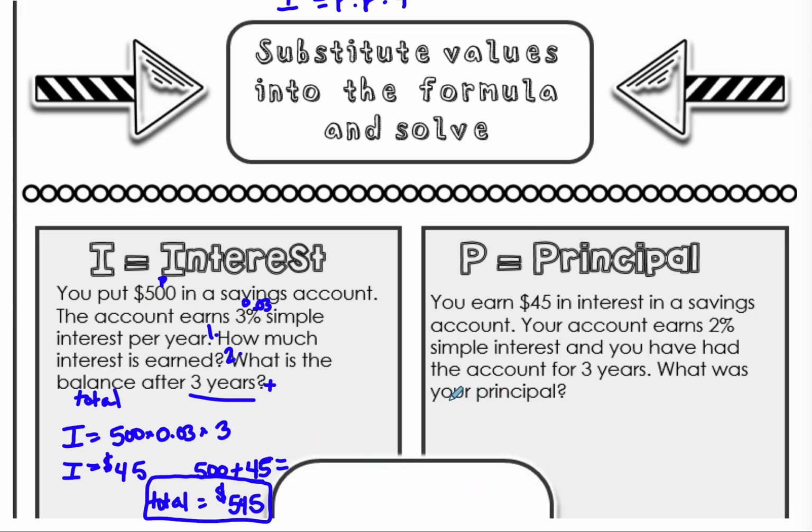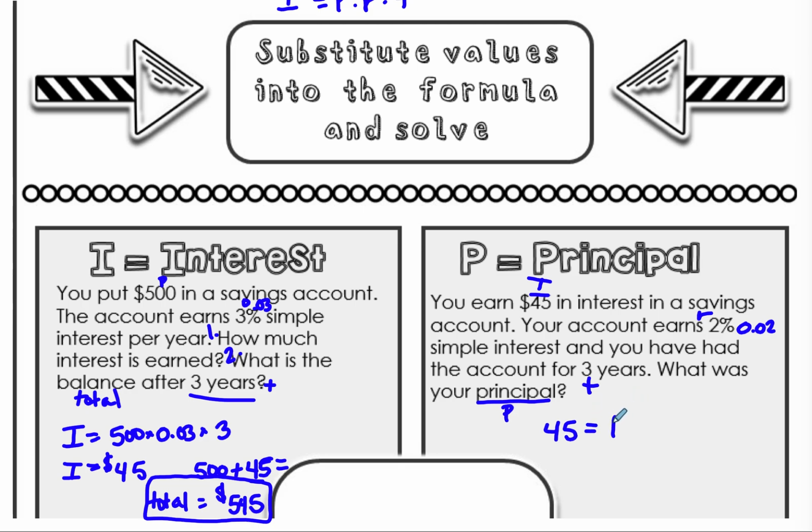All right, let's look at our next one, principal. You earn $45 in interest in a savings account. Your account earns 2% simple interest, and you have had the account for 3 years. What was your principal? So we know the interest. Interest is dollars. We know the percent. We're going to need it as a decimal. So that is our rate. We know the time is going to be 3 years. We're looking for our principal, which is the P. So for I, we're going to do 45.